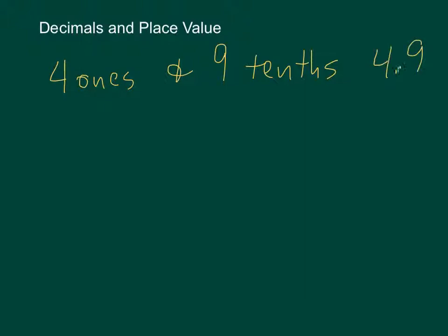Now let's say we have 4 ones and 9/10. So that, if you actually wrote the number, would be 4.9. 4 ones and 9/10 would be written 4.9. And if we want to put that just in terms of tenths, we want to know how many tenths that is. So it equals something tenths.